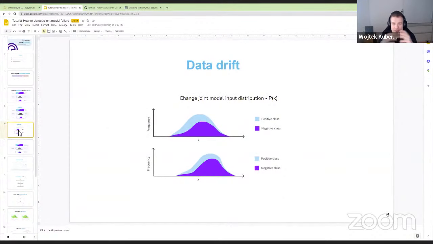So let's define it formally. Data drift is a change in the joint model input distribution. We'll be looking at all the input features at once, and we'll try to see if this distribution has significantly changed. You can see here that before the data drift, we have a certain distribution along the x-axis, and after the drift, this distribution is different. That's simply data drift, also known as covariate shift. Here we use data drift as an umbrella term, because if this changes, that also means the distribution of model outputs will change. But let's not delve into that deeper. Let's focus now just on the difference between data drift and concept drift.